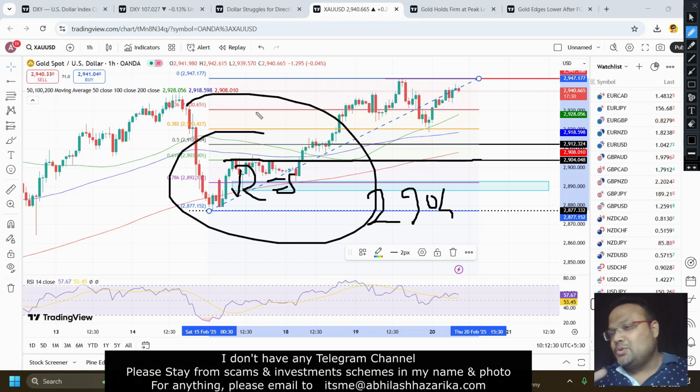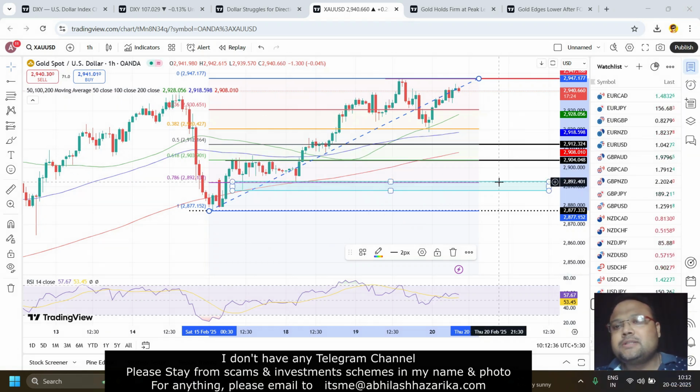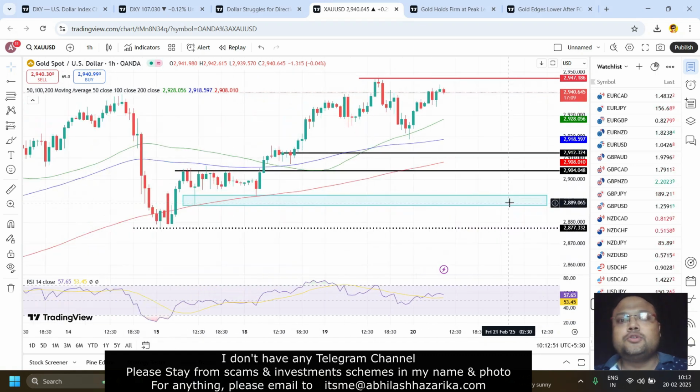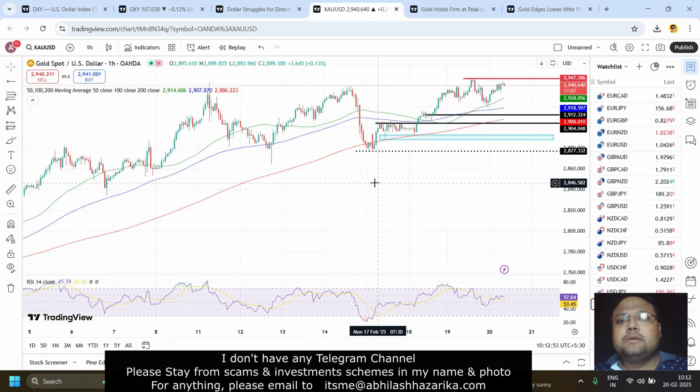2890, 2888, that level is also very much valid, but this particular zone or box is far away, so let's not discuss it. So at this moment, if gold comes for a correction or retracement, we can look for support around these two areas of the market, the black lines, 2912 to 2910 and 2904 to 2903 area, because the market is still continuing the upside and there is no sign of trend reversal yet.